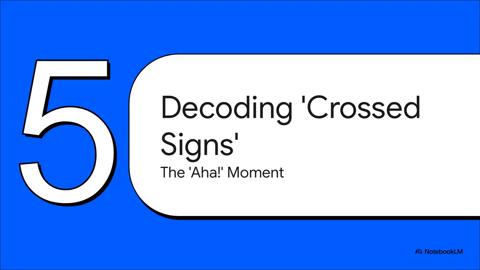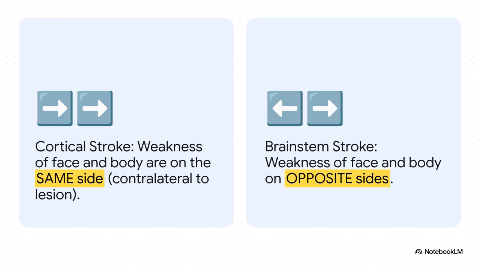Okay, so we've defined the medial and the lateral pathways. Now it's time for the big aha moment. The single biggest clue that tells you a stroke is in the brainstem and not somewhere else. It's time to decode crossed signs. This right here is the absolute key.